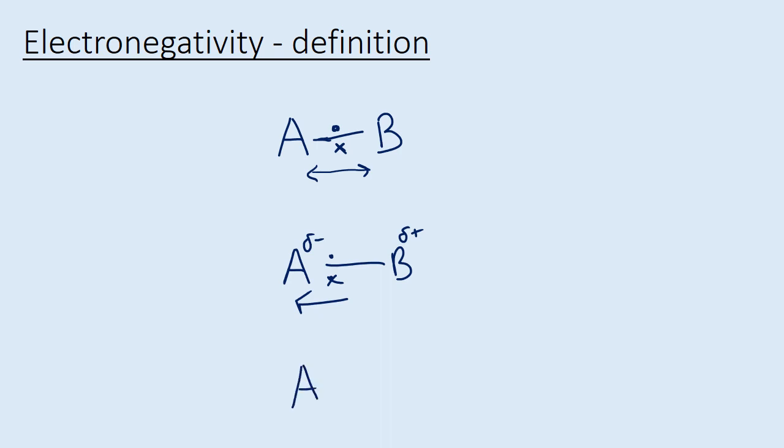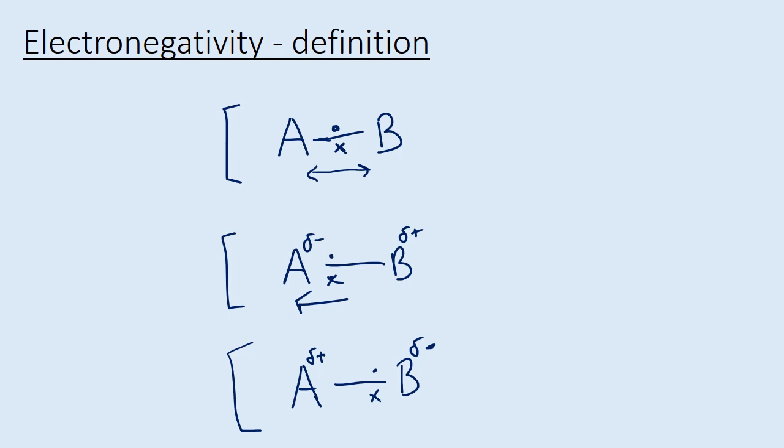And of course, the third scenario could be that B was more electronegative and the electrons are in fact attracted more towards the B, which becomes delta negative or slightly negatively charged, leaving A slightly positively charged. So in the second scenario, A would be more electronegative than B. In the third scenario, B is more electronegative than A. And in the first scenario, they both have the same electronegativity.